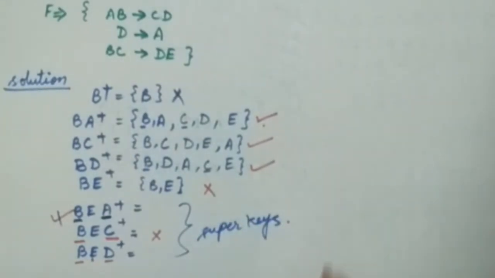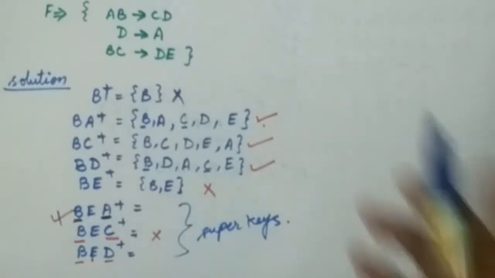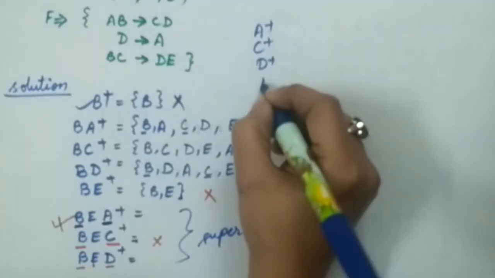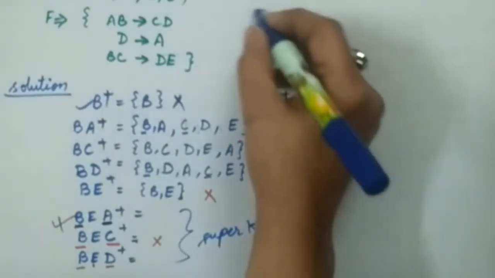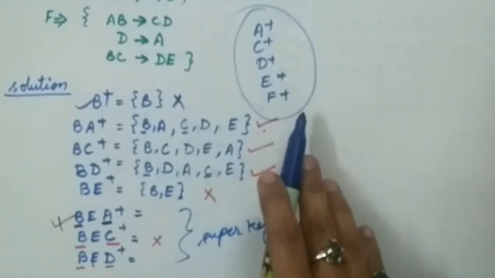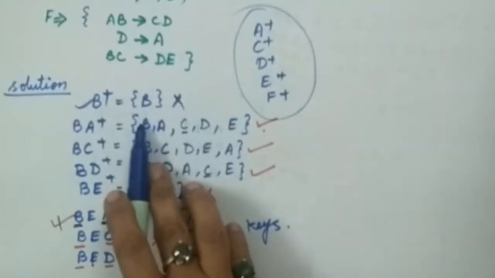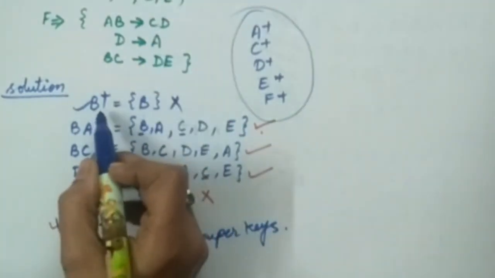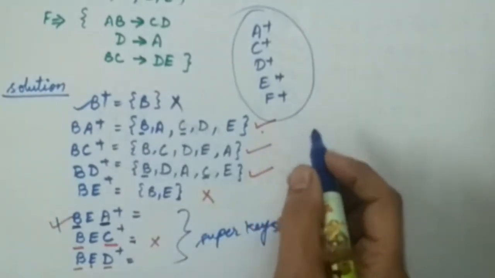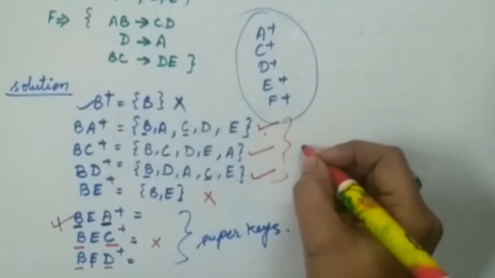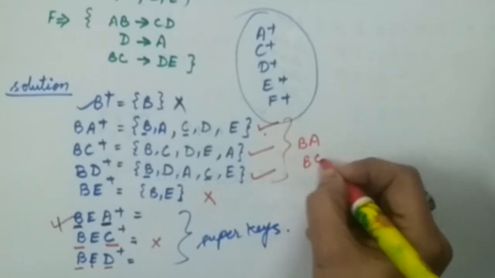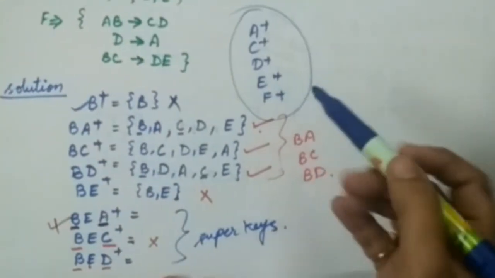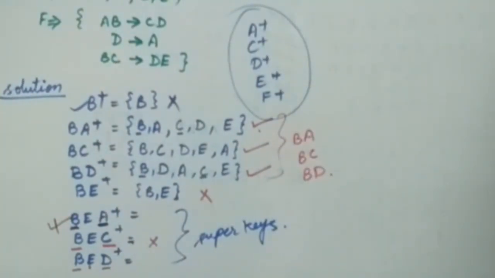If you try the closures of A, C, D, E, and F, I have done that already. All these closures will not cover all the attributes. So this is the short trick, that if any attribute is missing on the right hand side, then that attribute will definitely be in the candidate key. And there are 3 candidate keys in this relation, that is BA, BC, and BD. You try for these closures. These closures will not contain all the attributes.